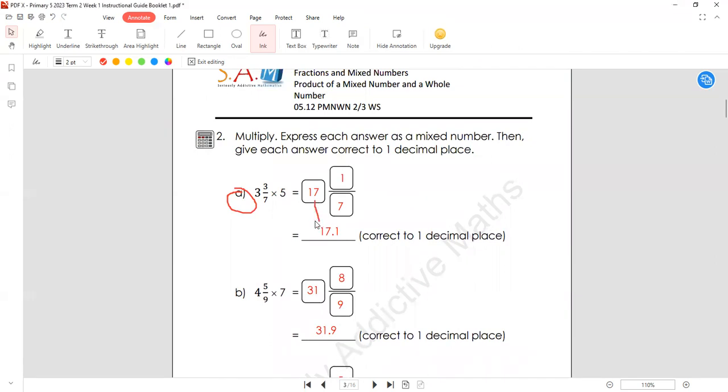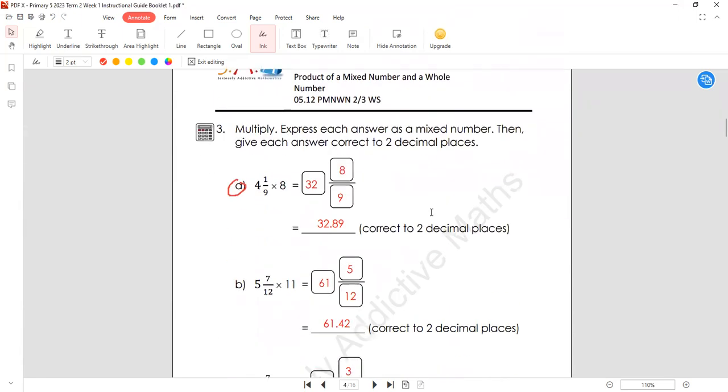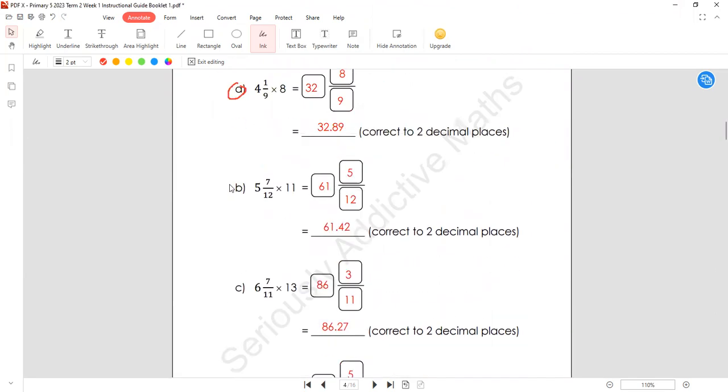If they don't have a scientific calculator, all they need to do is this. 17 whole will remain the same. So it's 17 point, you take 1 divide by 7, and then you put a decimal point, correct to one decimal place. Get them to try this out. Get them to try another question involving 2 decimal places, that's on page 4.